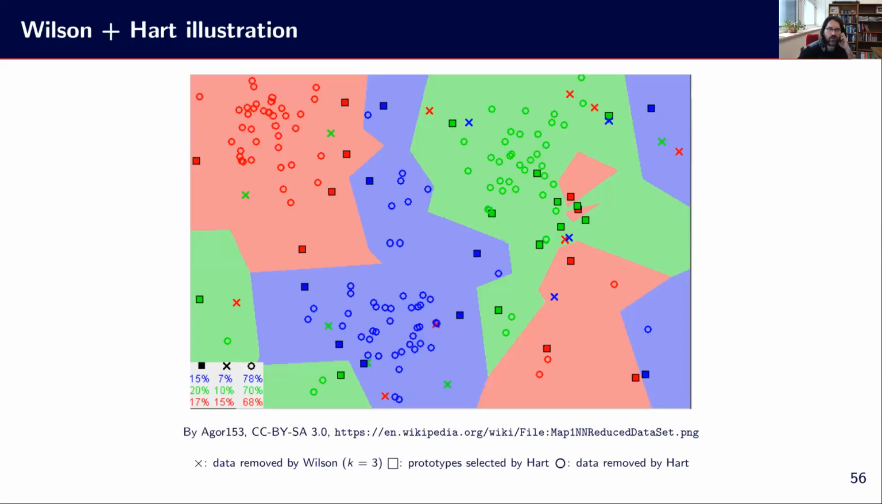So if we're looking here to illustrate the application of Wilson followed by Hart on the dataset that we had before, what we can see here is that the X's are data removed by Wilson. So we can see several outliers like this one. We can see that these are really disagreeing. The color of the X is different from the region where they are located. So that's, I would say, illustrating well that Wilson is kind of cleaning up, removing all the outliers.